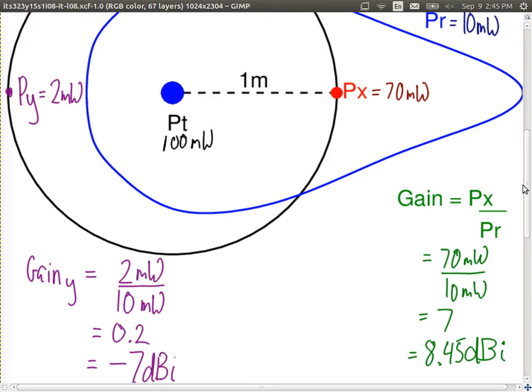So usually for an antenna, we list at least the maximum gain, in the direction with the maximum signal strength. And sometimes we'll see pictures that show the gain in different directions, called antenna patterns. I'll show you a few examples of them.